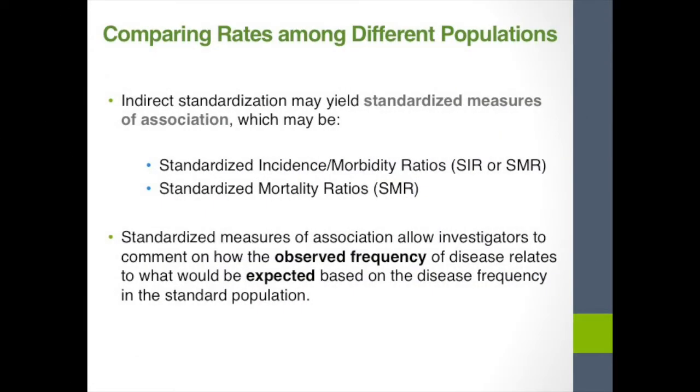You can obtain two standardized measures of association using indirect methods: the standardized incidence or morbidity ratios and the standardized mortality ratios. These measures will allow investigators to comment on how the observed frequency of disease relates to what would be expected based on the disease frequency in the standard population.